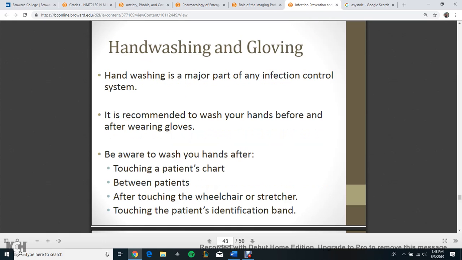Hand washing and gloving. Hand washing is a major part of the infection control system. It is recommended to wash your hands before and after wearing gloves. Be aware to wash your hands after touching a patient's chart, between patients, after touching the wheelchair or stretcher, or touching the patient's identification band.